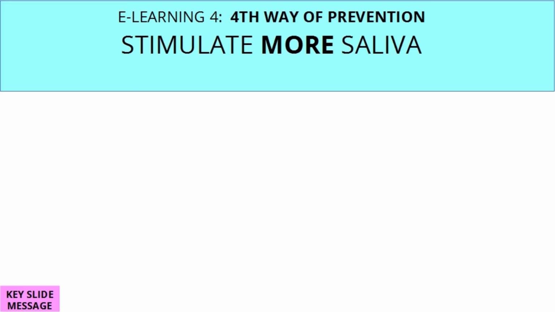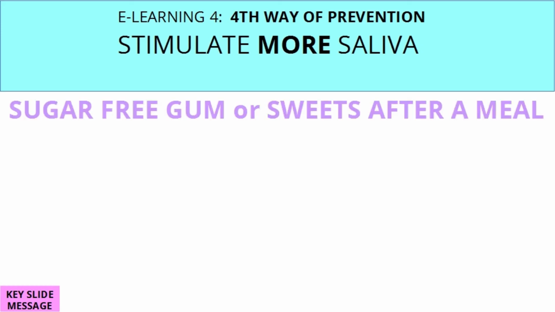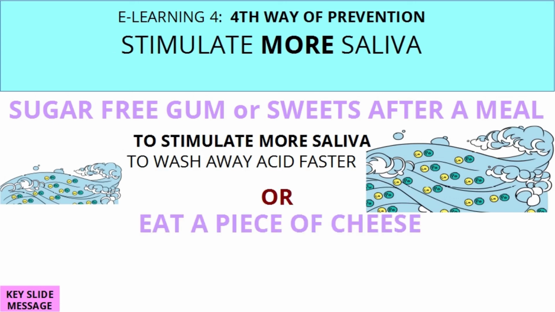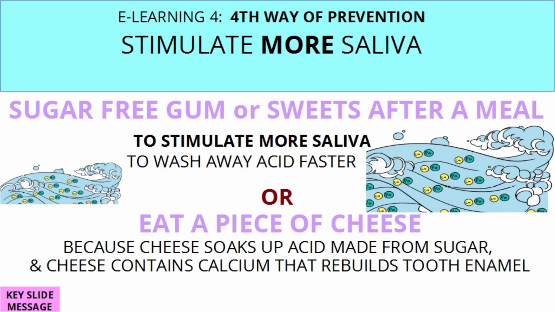Fourth way of prevention: stimulate more saliva. Have a sugar-free gum or sweets after a meal, to stimulate more saliva to wash away the acid faster. Or eat a piece of cheese, because cheese soaks up acid made from sugar, and cheese contains calcium that rebuilds the tooth enamel.